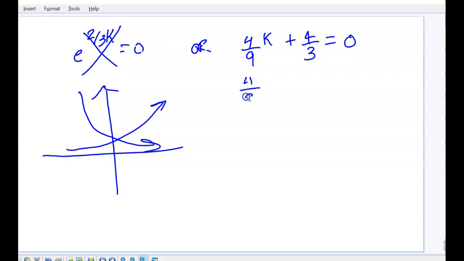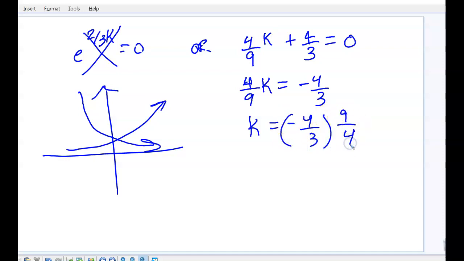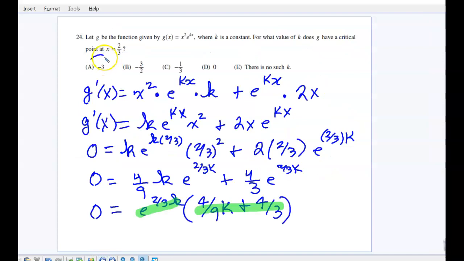So solving this equation for k, I'm going to subtract the 4/3 to the other side. And then I'm going to multiply both sides by 9 over 4. So therefore, the 4's cancel, 9 divided by 3 times negative. k has to have a value of negative 3, so my answer is going to be A.